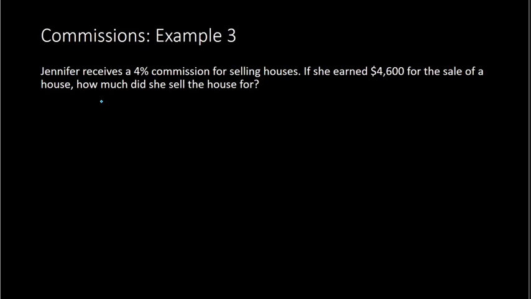Example 3. Jennifer receives a 4% commission for selling houses. If she earned $4,600 for the sale of a house, how much did she sell the house for? All right, so she's earning 4%, and 4% gave her $4,600. So the question comes down to, 4,600 is 4% of what number?